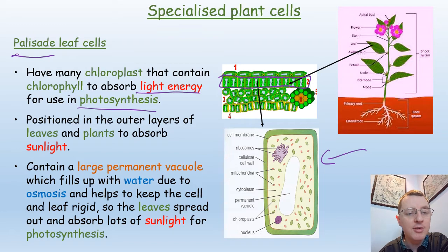And palisade cells contain a large vacuole which fills up with water here due to osmosis, and it helps keep the cell and therefore the leaf rigid, so the leaves can spread out, have a very large surface area, and again absorb lots and lots of sunlight for use in photosynthesis.